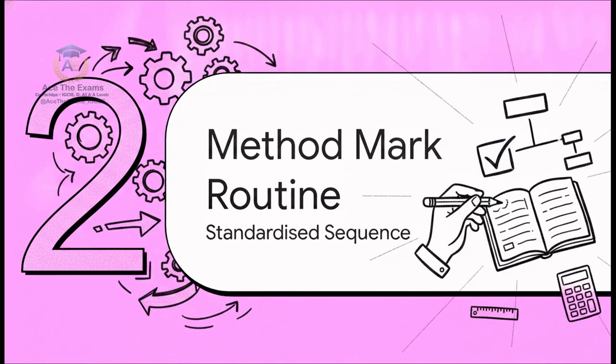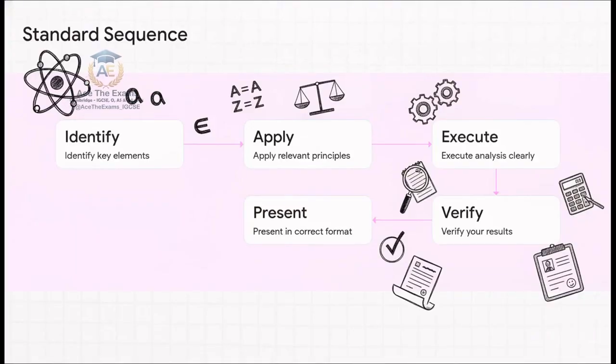Let's move into Section 2, the method mark routine, where we execute the standardized sequence. This is where examiners award marks for your systematic processing, not just the final magical number you write on the answer line. Just knowing the physics isn't enough. Top-scoring candidates follow this exact 5-step standardized sequence to extract data and draw evidence-based conclusions. You can think of it like the PEEL framework, point, evidence, explanation, link, but adapted specifically for physics math.